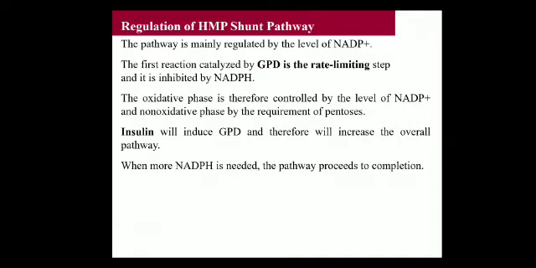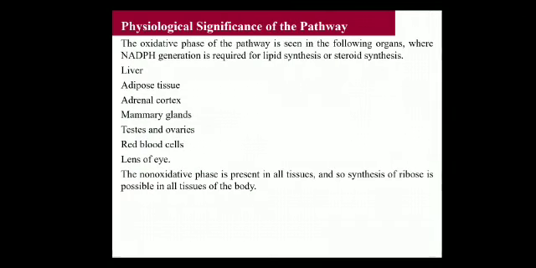Insulin will induce the G6PD enzyme, therefore it will increase the overall pathway. So when more NADPH is needed, the pathway proceeds to completion.